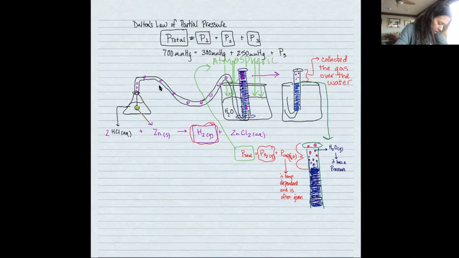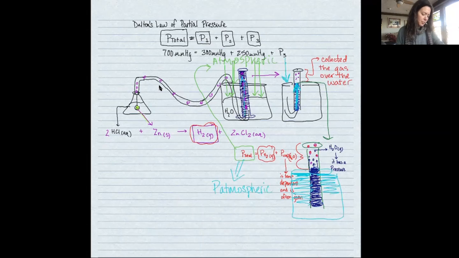This in turn is pushing up, right? We're pushing up with a pressure here, as this is pushing down with a pressure here. So when these water levels in this basin are equal, then the total pressure is equal to the atmospheric pressure. If you don't understand, I can go over that again. But the total pressure is equal to the atmospheric pressure.